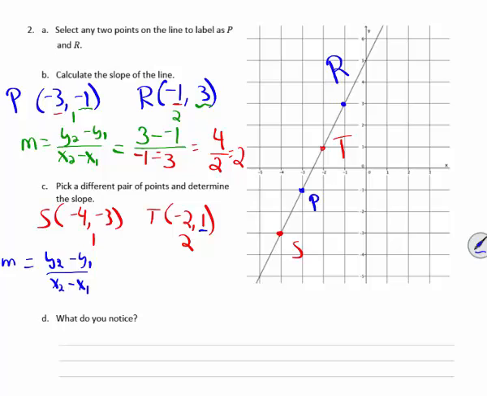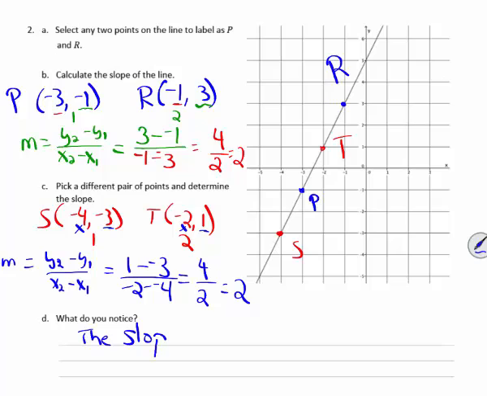Okay, so here's my second point. I need the y value, 1 minus -3. I need the x values, so -2 minus -4. So 1 minus -3 is 4. -2 minus -4 is 2, which gives me a slope of 2. What do you notice? They're the same. The slopes are the same. So it does not matter if you count on the graph. It doesn't matter which pair of points you pick. Any points are going to give you the same slope. So you have multiple ways to do this.